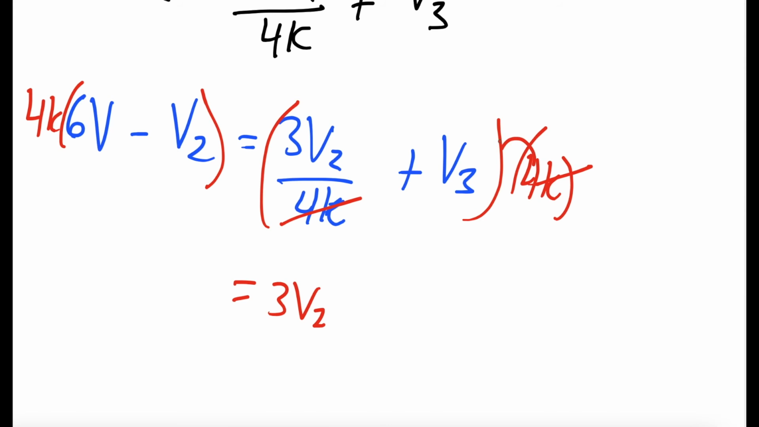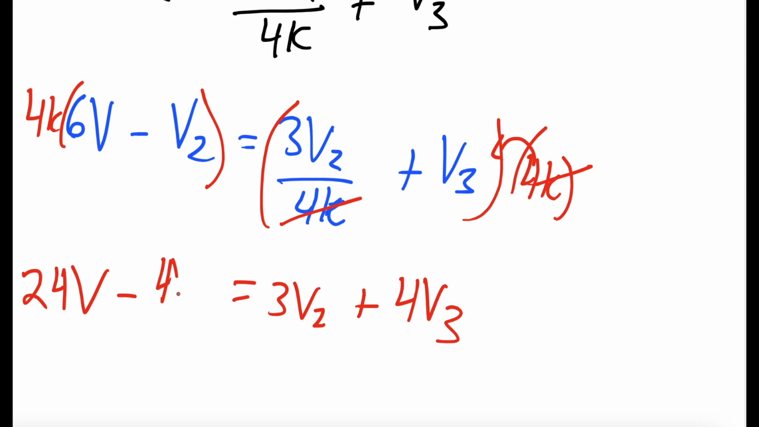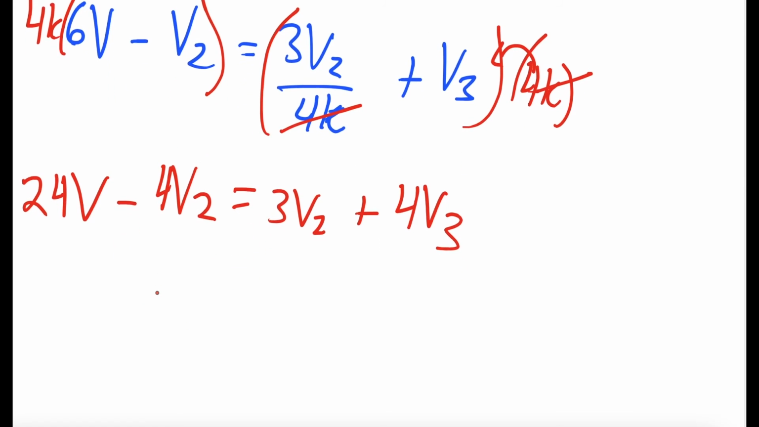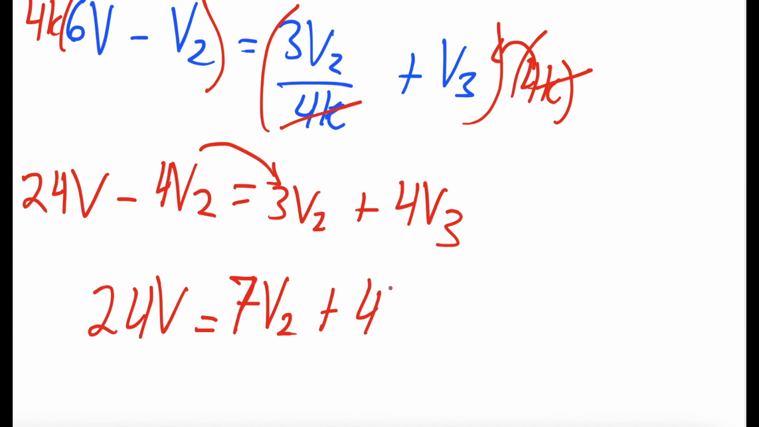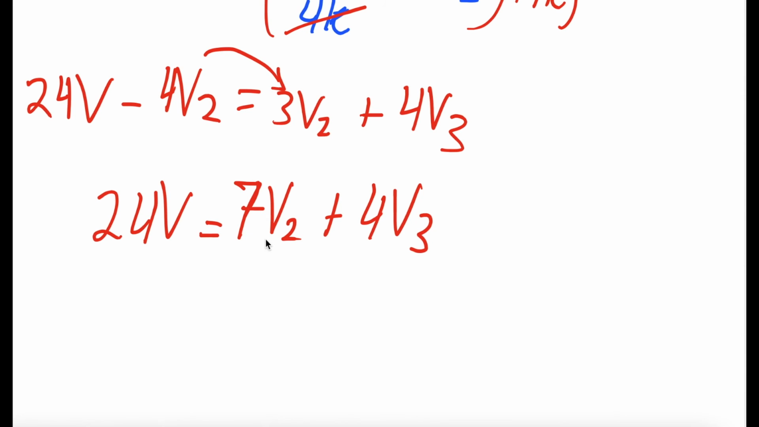But then this 4K multiplied by the V3 results in plus 4V3, and on the left side, we get 4K times 6, which is going to be 24 volts, minus 4 times V2 is minus 4V2, right? So essentially what we get, if we simplify this further, is 24 volts is equal to 7V2, because we bring this 4 over, so it's 3 plus 4 as the sign changes, so it's 7V2 plus 4V3.